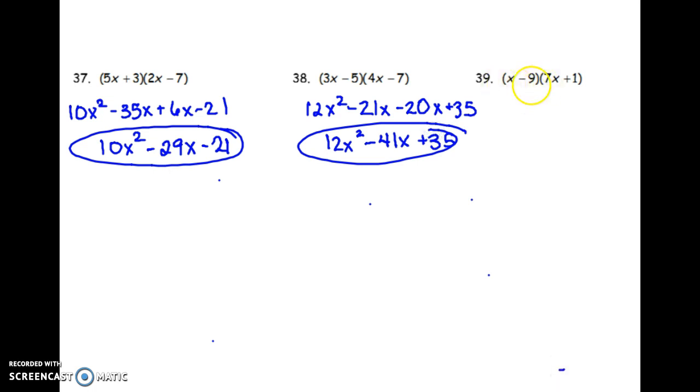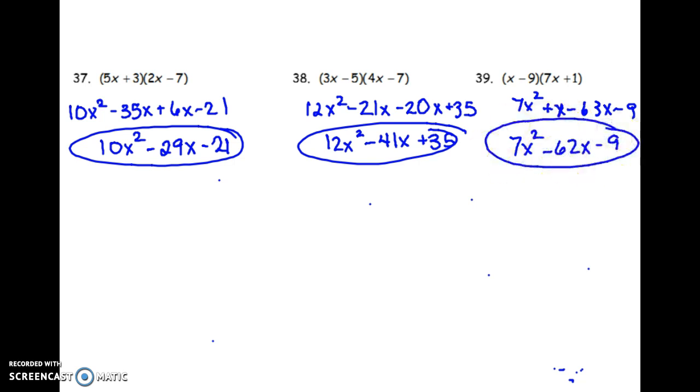For 39, you'd get 7x squared, and your outer would be x times 1, which would be x. Oh, my pen is not working. Let's see, there we go. Then a negative 63x minus 9. So this would be 7x squared minus 62x minus 9 after you combined your like terms.